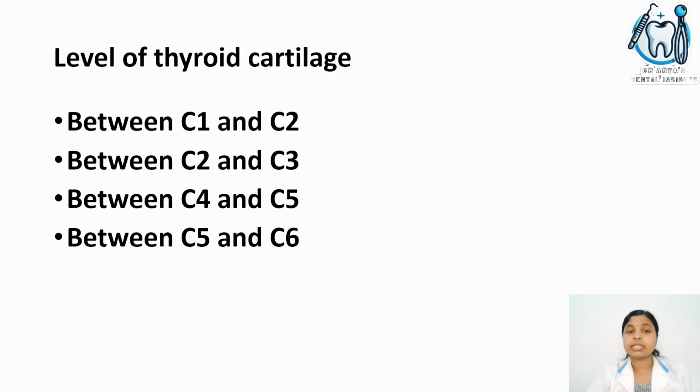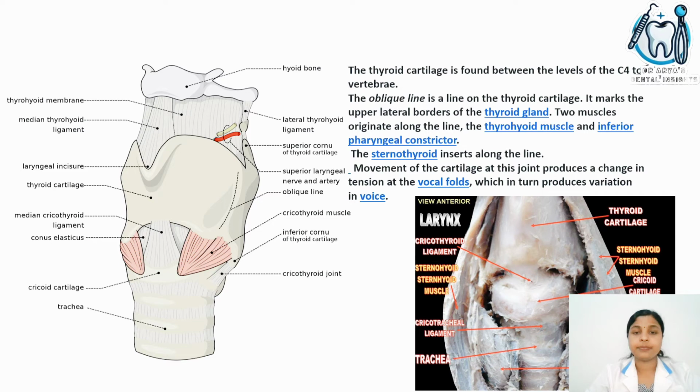The next question is the level of the thyroid cartilage: between C1 and C2, C2 and C3, C4 and C5, or C5 and C6. Coming to the discussion part, this is the thyroid cartilage, this is the thyrohyoid membrane, and this is the hyoid bone. The thyroid cartilage is found between the levels of C4 and C5, so the answer is C4 to C5 vertebra.